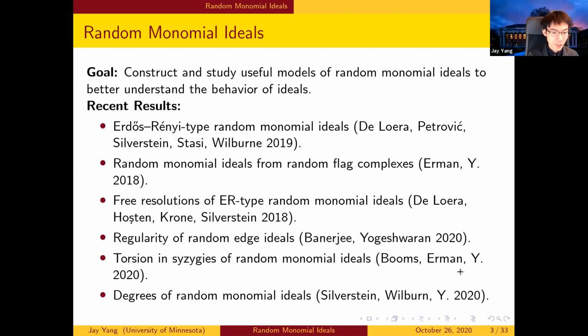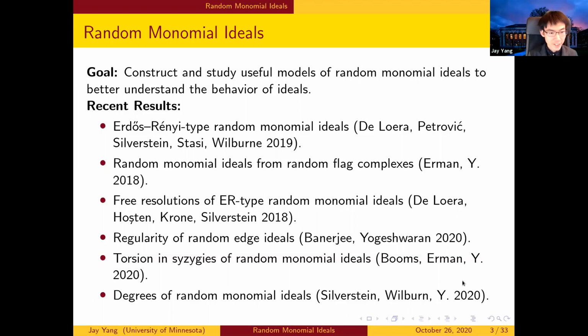And more recently, with Caitlin Booms, Daniel Erman, and myself, we've looked at torsion and syzygies, which I'll discuss, and degrees of random monomial ideals. And these are in two different models. So here we see that we have two different models that we've been studying. One is this Erdős–Rényi type model, and one is this model coming from random flag complexes. I'll discuss both in this talk, although I'll be a little bit briefer about the Erdős–Rényi type model.